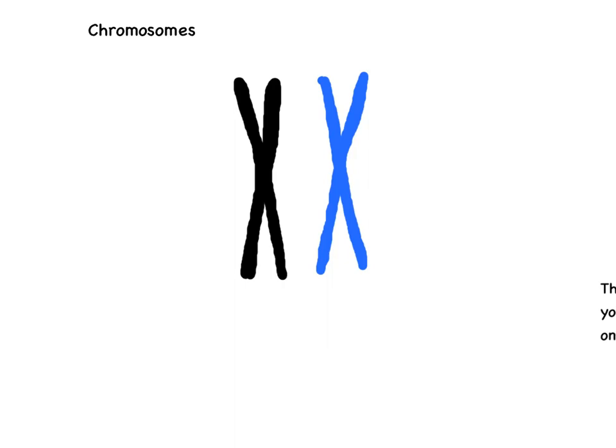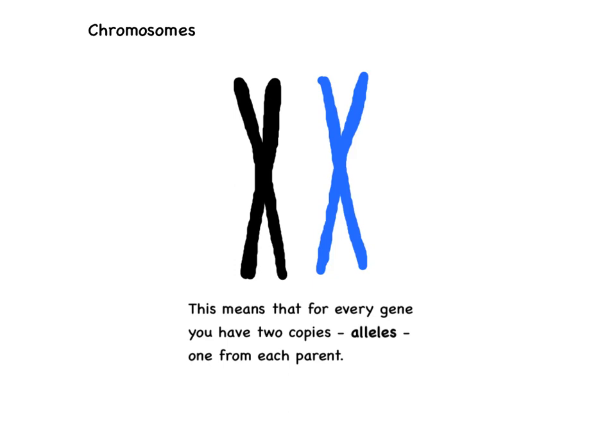Each chromosome is made from two chromatids, which are genetically completely identical. In their pairs, we say that the chromosomes are homologous. This means that they carry the same genes, but not necessarily the same alleles. For example, you could have tongue rolling here and here. This chromosome could carry the can allele. This chromosome could carry the can't allele. This means that for every gene, you have two copies or alleles, one from each parent.